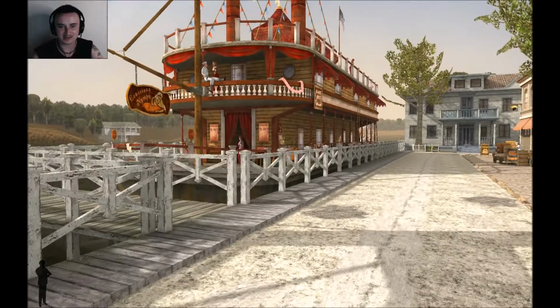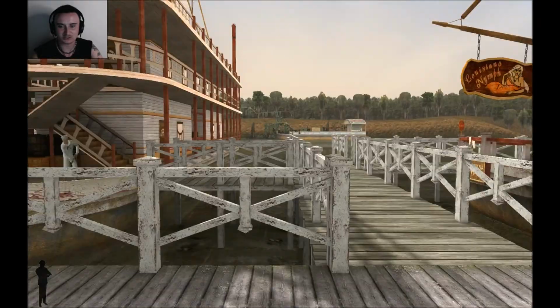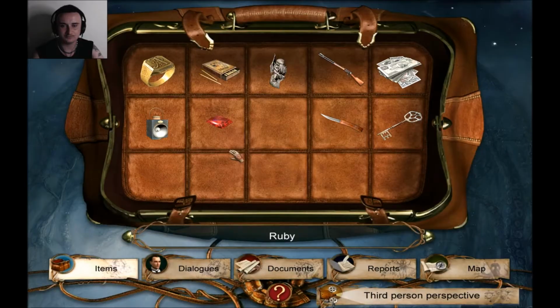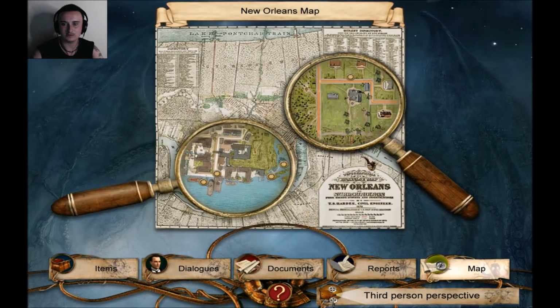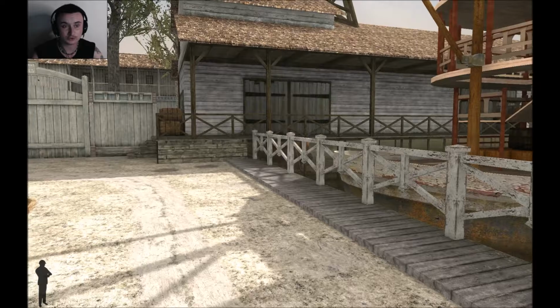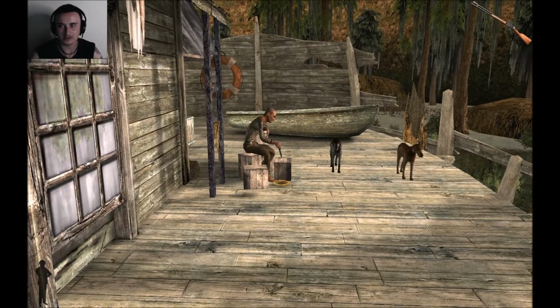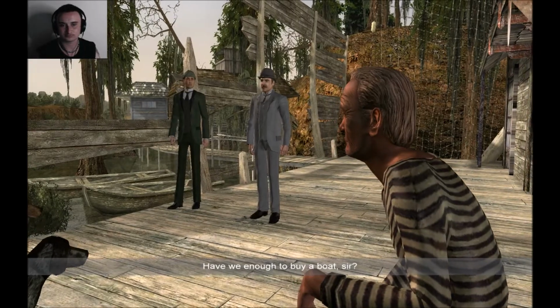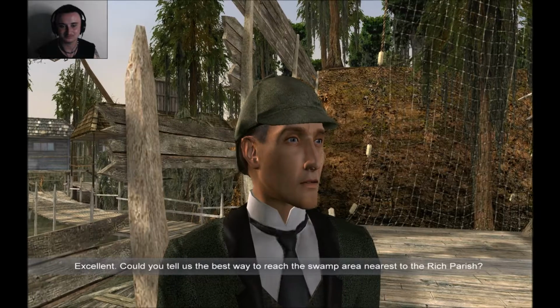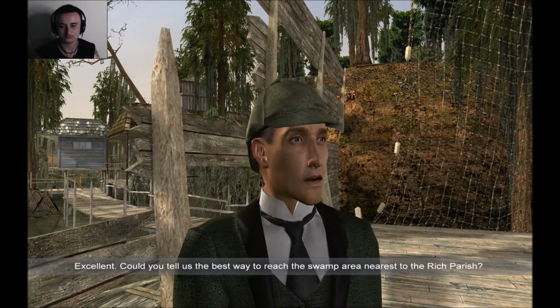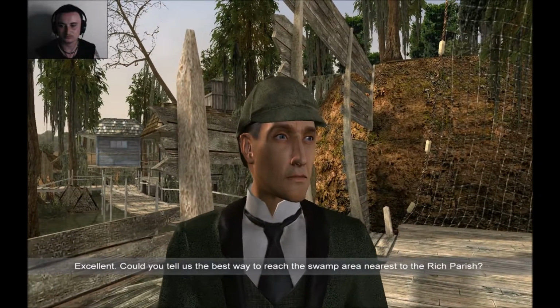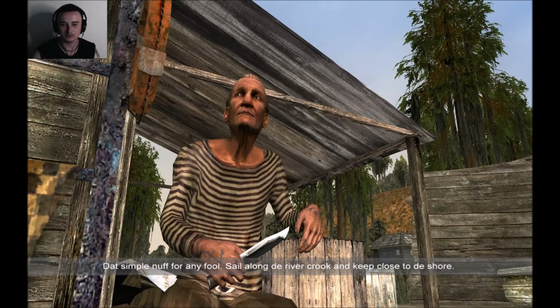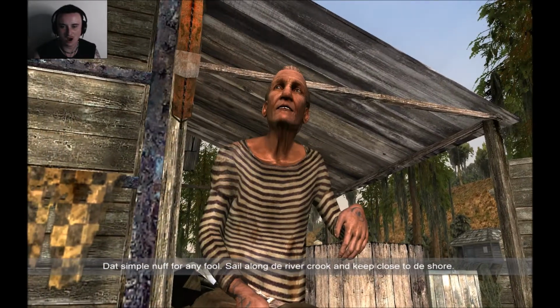Nice. Excellent. I doubt we'll need to speak to her again before we leave. We have plenty of money now, so let's make our way back to Champagne's hut so we can buy a raft. We have money. Have we enough to buy a boat, sir? For sure. Excellent. Could you tell us the best way to reach the swamp area nearest to the rich parish? That's simple enough for any fool. Sail along the River Crook and keep close to the shore.